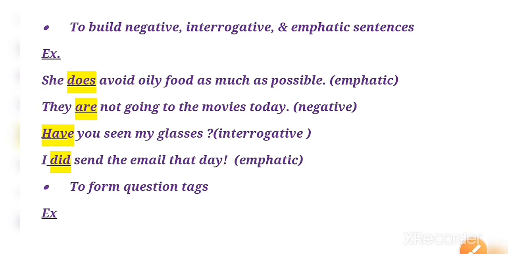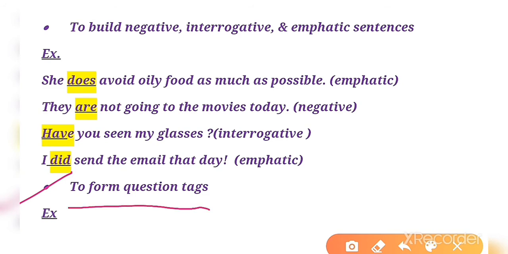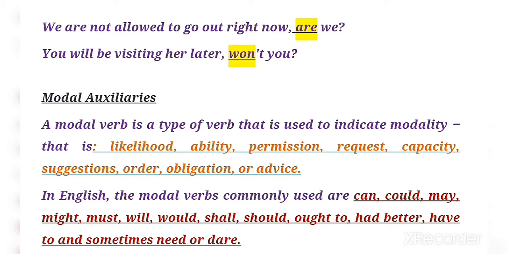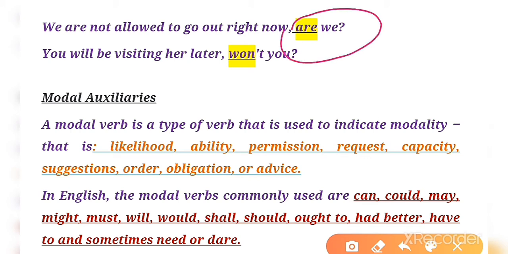Clear? So the next point says to form question tag. So the primary auxiliary verbs are used to form question tags. How? See example. We are not allowed to go out right now, are we? So here you can see that are is a primary auxiliary verb and it is used for making a question tag. Clear? Number 2, you will be visiting her later, won't you? So again here is won't, that is also used as a primary verb.